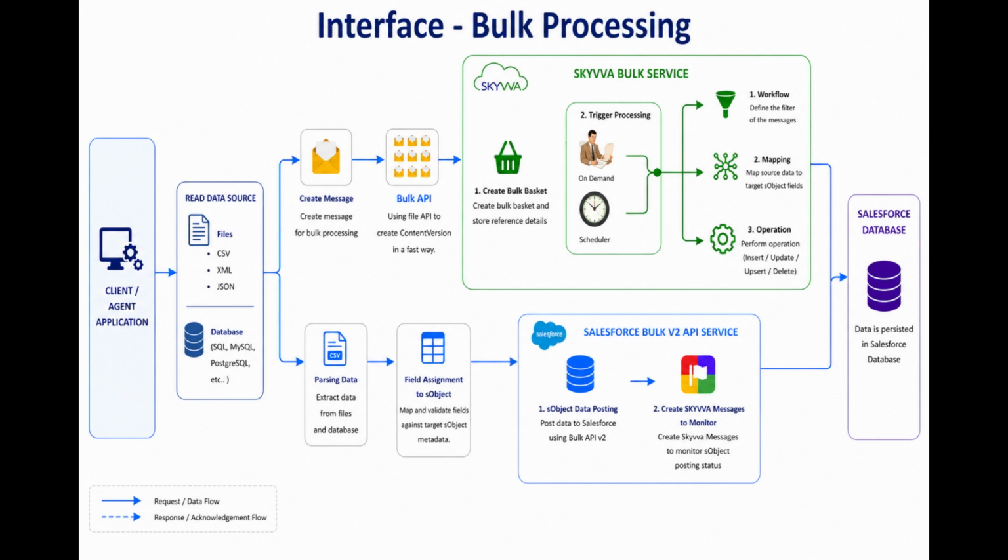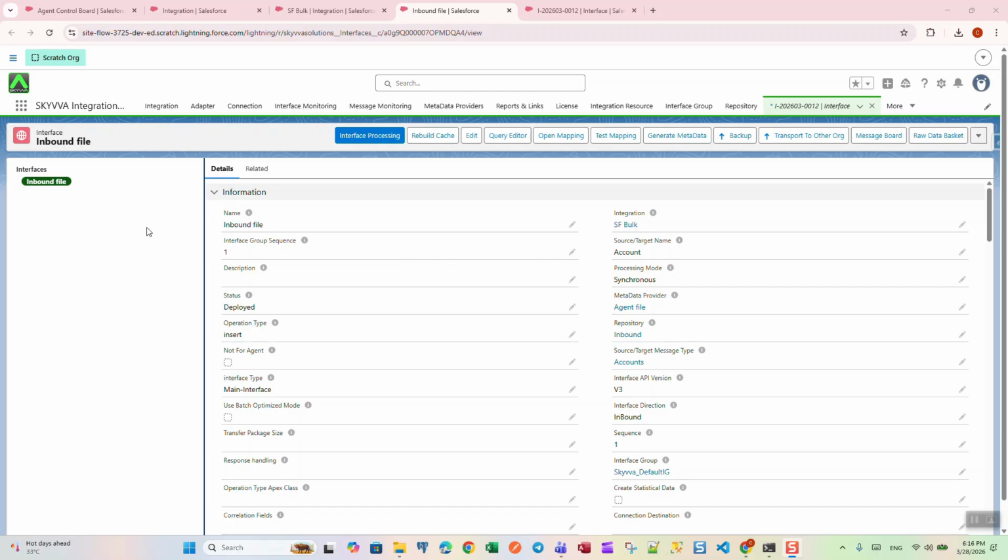In this video, we focus on Salesforce Bulk Processing for SKYVVA Bulk. We have another video on our YouTube channel. Now, we are on the interface detail screen. In the example, we create an inbound interface. The source is the agent file adapter. The target object is account in Salesforce.